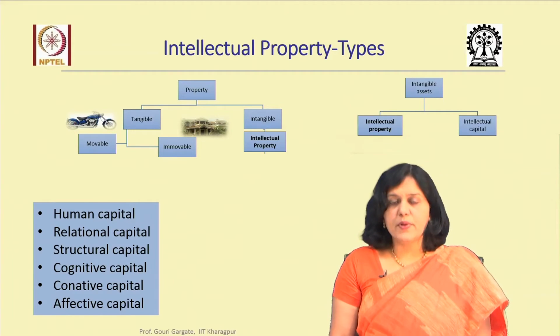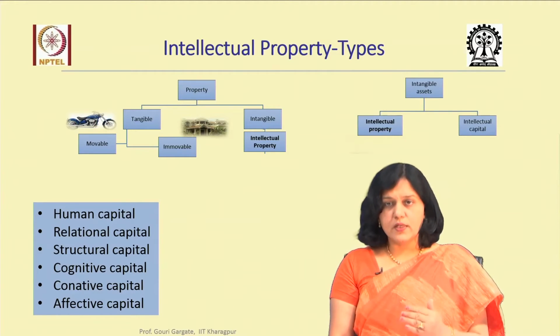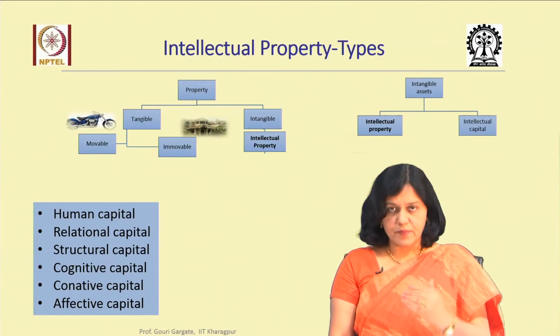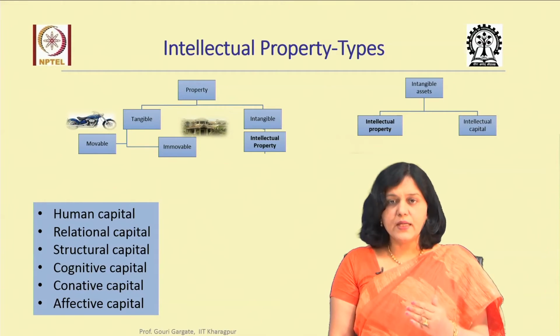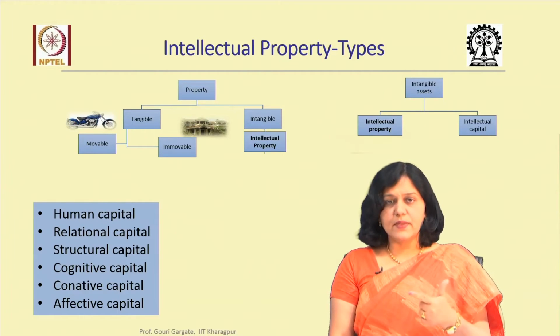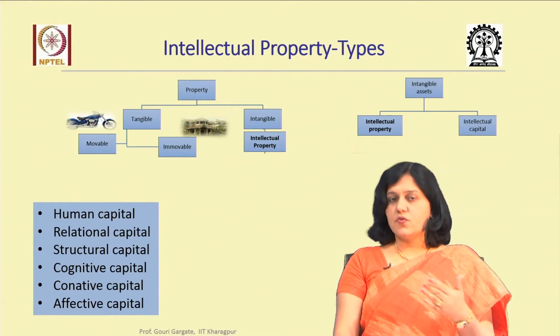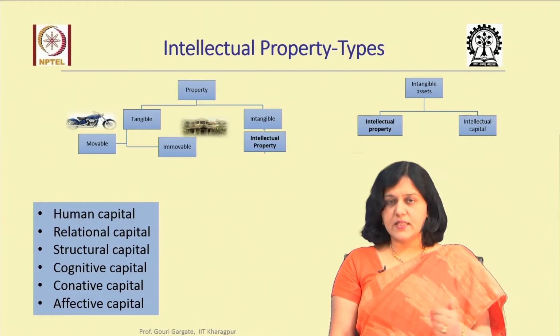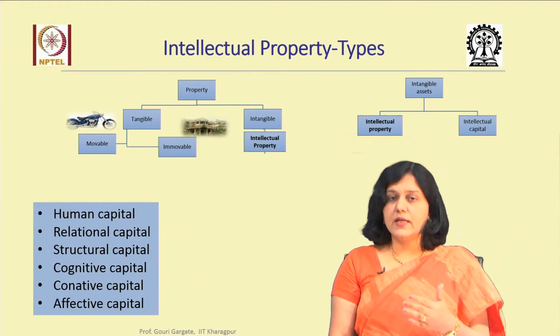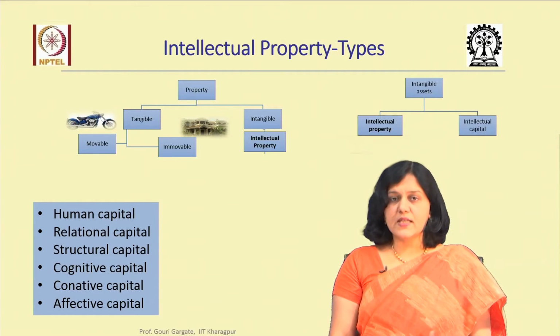So, cognitive capital is the mental action or process of acquiring knowledge and understanding through thought, experience and the senses. Conative capital is a natural tendency, impulse, striving or directed effort. What is affective capital? It is related to your moods, feelings and attitude.